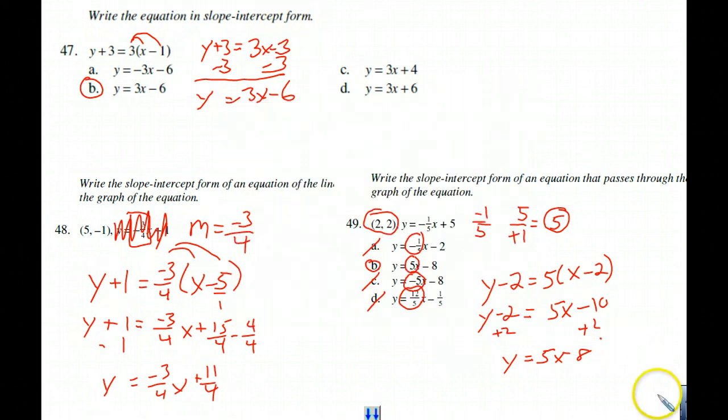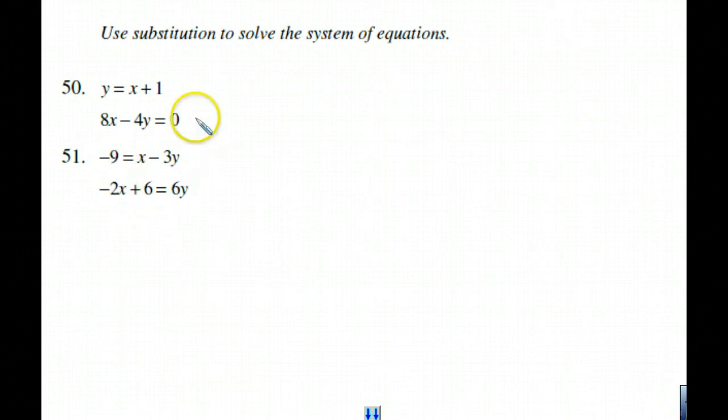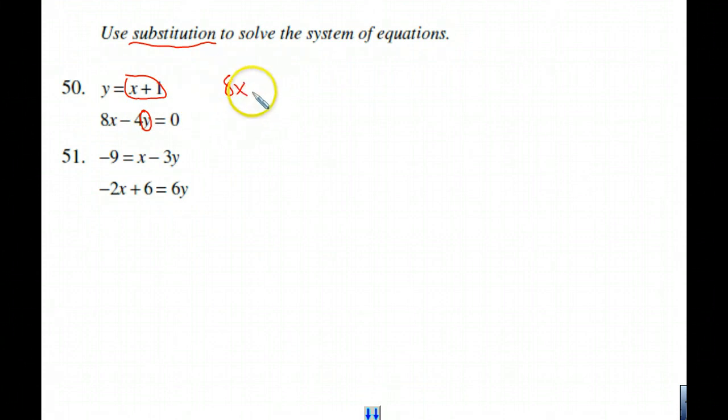All right, let's move on to solving systems of equations. So here, number 50, it says use substitution. Substitution is easiest when we have an x equals or y equals. Here we have y equals x plus 1, which means this y also equals x plus 1. So we have 8x minus 4 times x plus 1. That's equal to 0. We solve this by distributing.